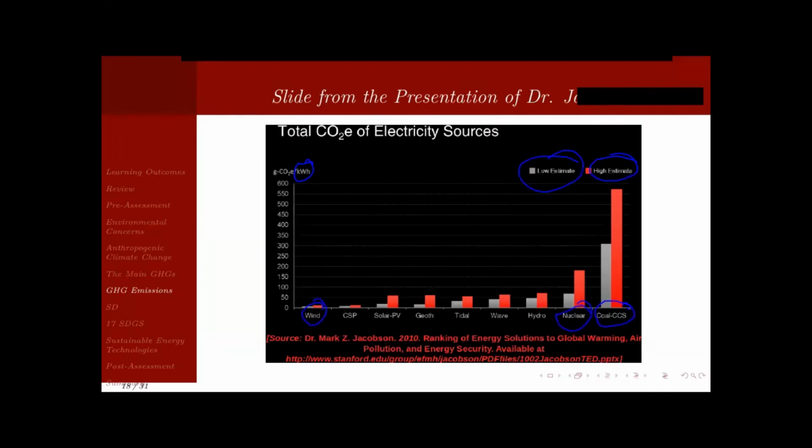Many people want to say that nuclear is quite environment friendly. Even they dare to compare nuclear with renewables. But from this figure, you can see their greenhouse gas emissions are much larger than technologies like wind, CSP, solar PV, or geothermal. Any question or comment about this figure or anything we have covered so far? Okay, if not, let's continue.